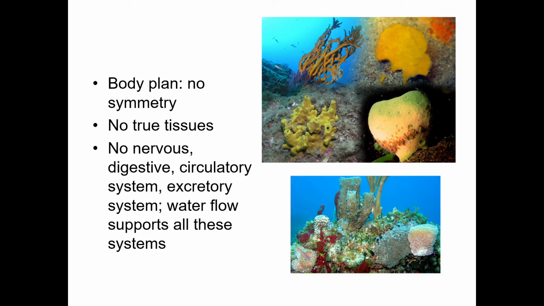There is no symmetry, no true tissues, no nervous system, no digestive system, no circulatory system, no excretory system. And basically, you just have water that flows into and out of the body as far as how it acquires its nutrients. In fact, up until not that long ago, a lot of people did not consider sponges as animals. But the more we delved into the way they acquire their nutrition, the more we know that, yes, this is an actual animal, a member of the kingdom Animalia, even though it lacks many of the things that we think of as far as what a typical animal, like your pet cat, would have.